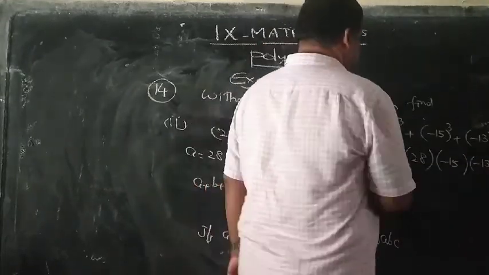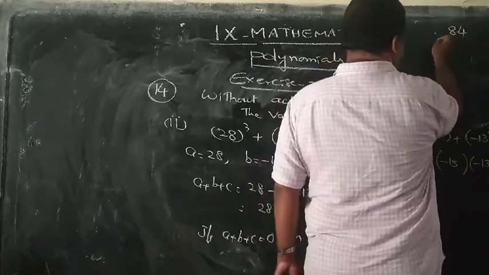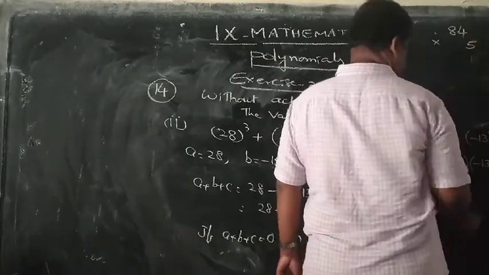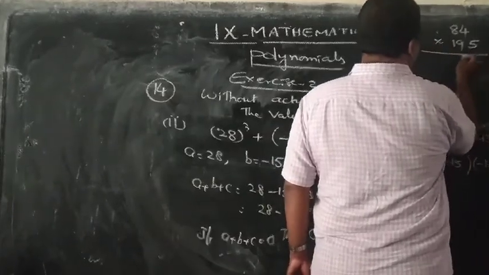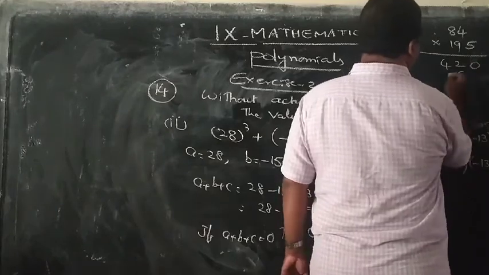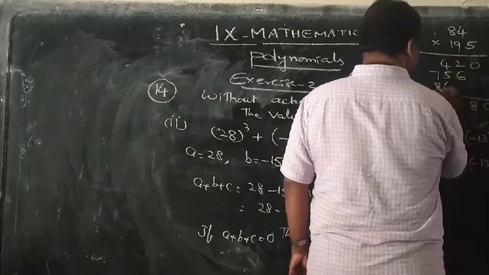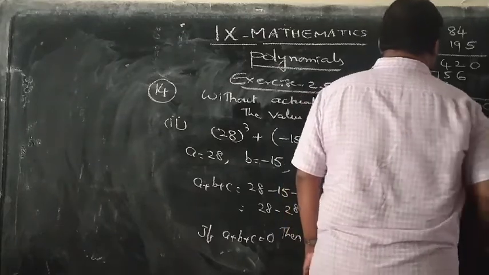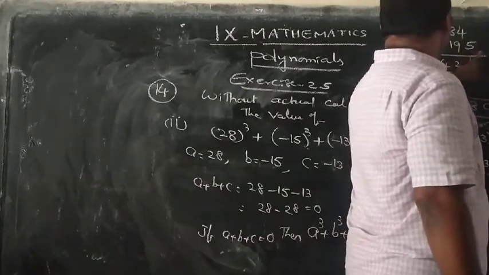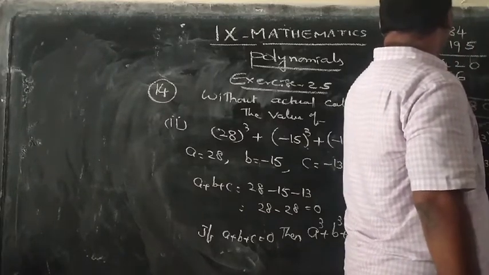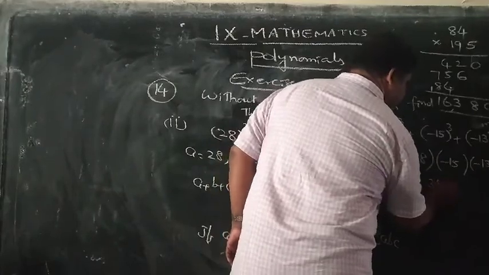Now let us multiply this. 3 into 28, 84 into 195. So the answer is 16,380.